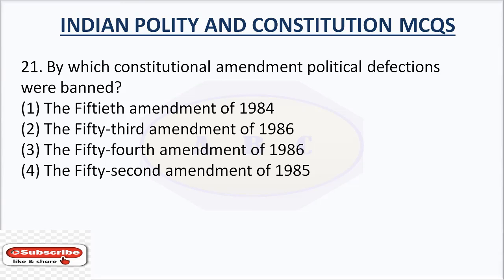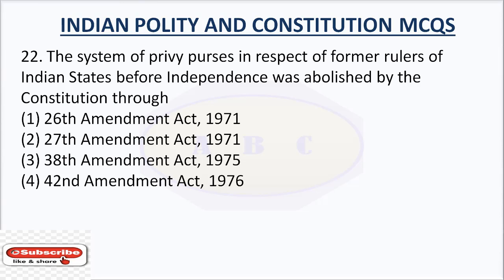Question number 21. By which constitutional amendment were political defections banned? The 50th Amendment of 1984, the 53rd Amendment of 1986, the 54th Amendment of 1986, the 52nd Amendment of 1985. The right answer is the 52nd Amendment of 1985.